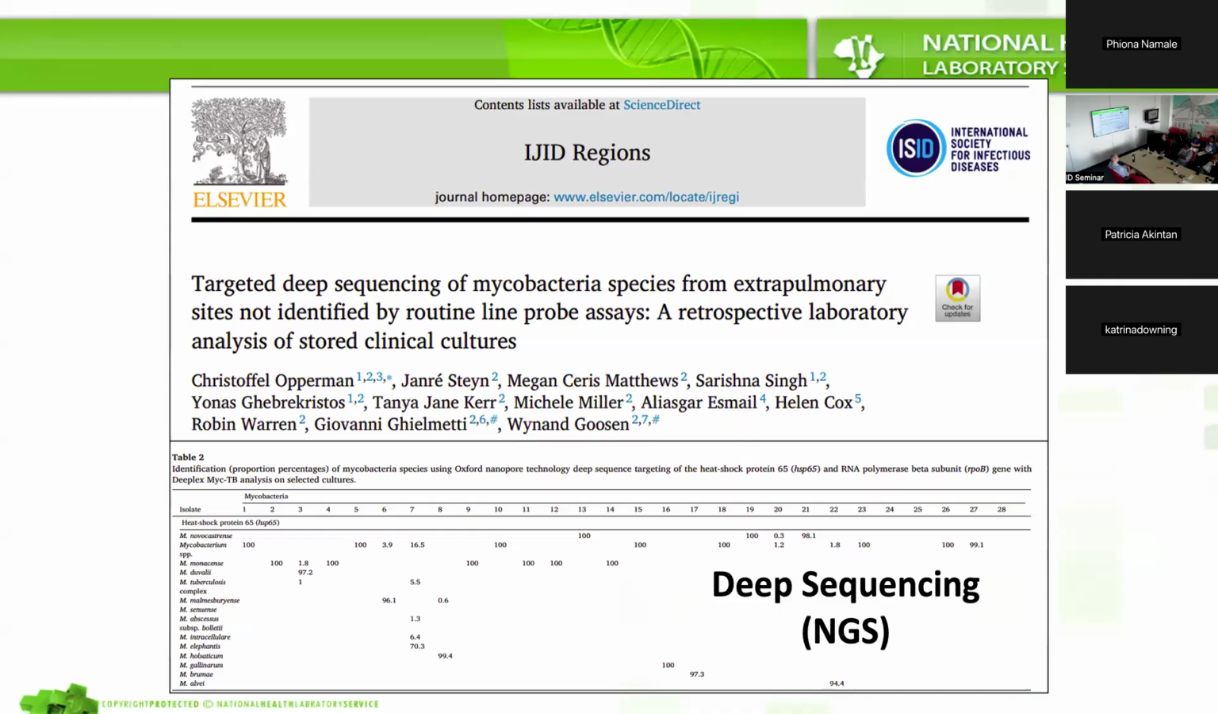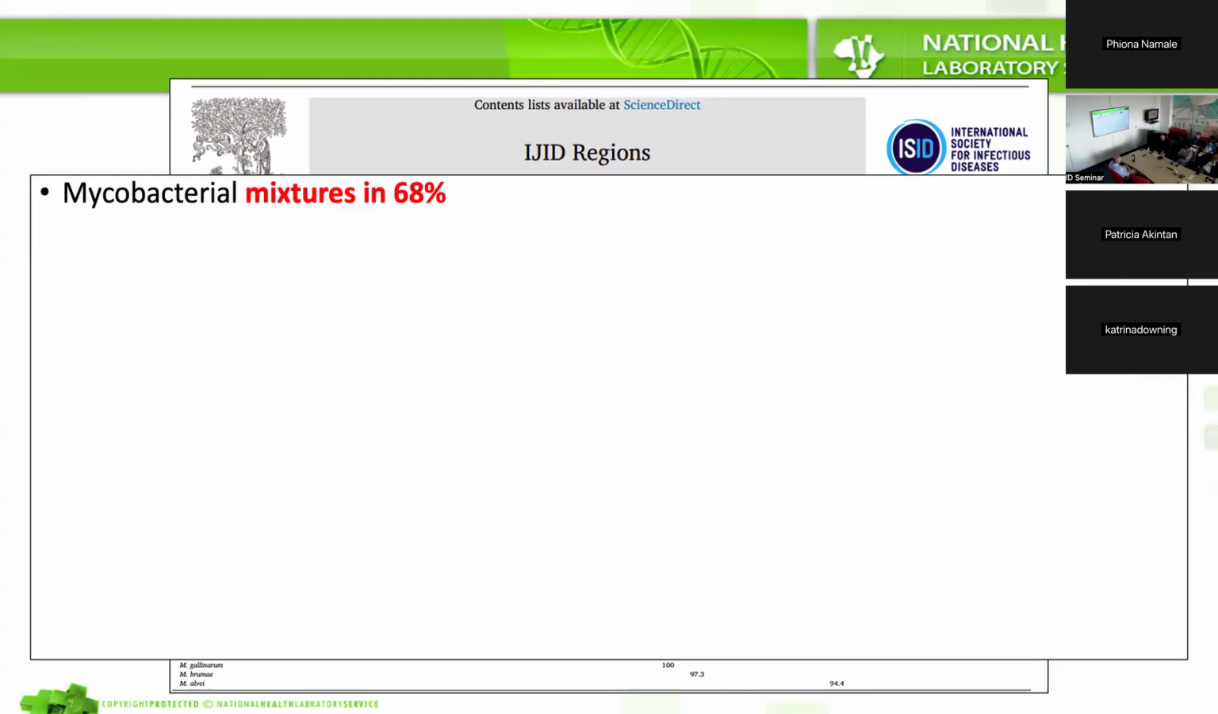So then we wanted to do some deeper sequencing on these unidentified species, especially the MGIT tubes that we found. So we did Oxford Nanopore technology deep sequencing on them. I think we included about 28 isolates. If I remember correctly, they were the majority from sterile extrapulmonary sites as well. And we found some interesting observations. The first one being that those samples were quite mixed. So it's not just one NTM that we identified. There were a few of them coming together.